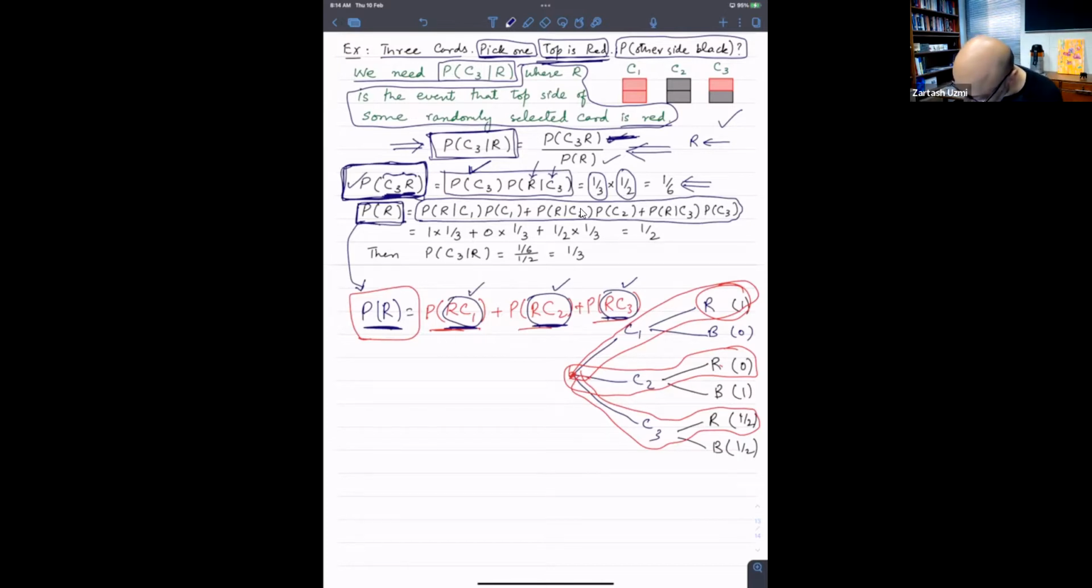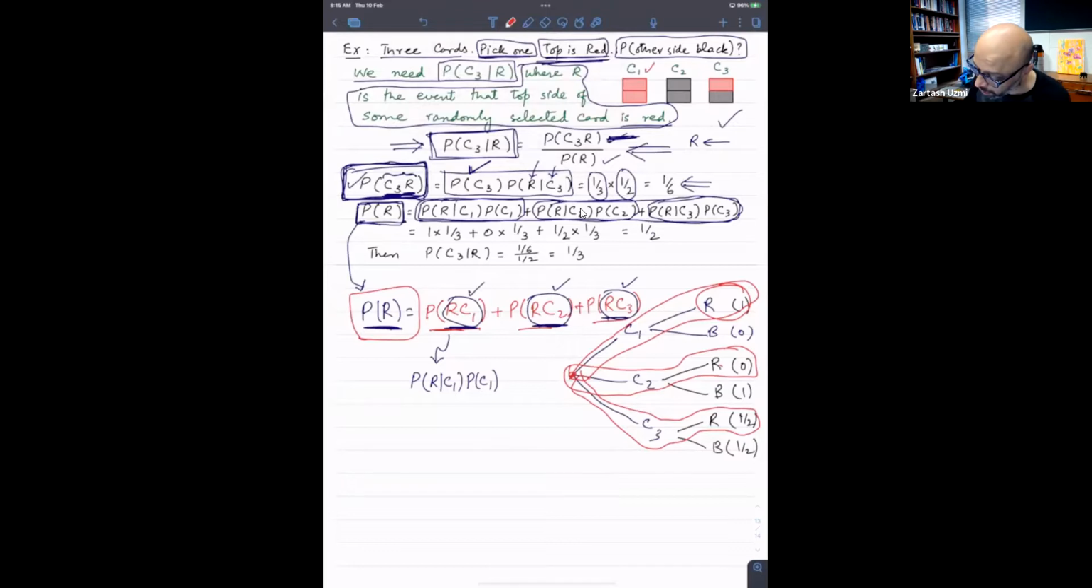Okay, so if you break this down, R and C1 can be written as probability of R given C1 into probability of C1. बिल्कुल उसी तरह जैसे हमने ये न्यूमरेटर कैलकुलेट किया था C3 and R वाला, ये बिल्कुल उसी तरीके से हमने ये कैलकुलेट किया. So you can see the first term here is R given C1 into probability of C1, R given C2 into probability of C2, plus R given C3 into probability of C3. So what is the probability of R given C1?